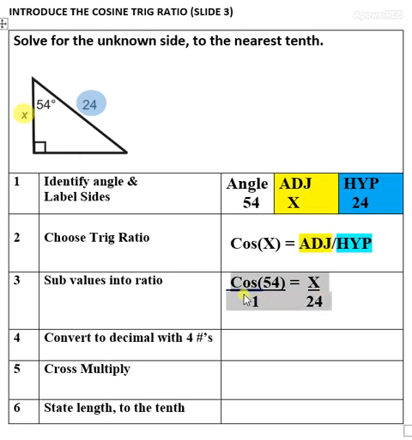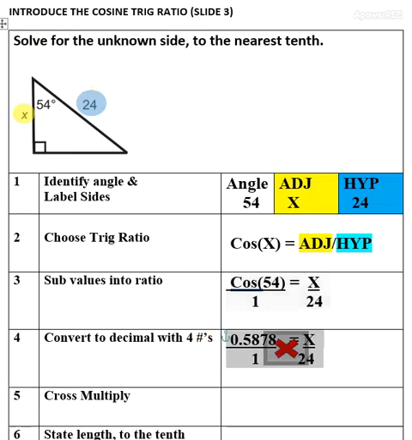Notice that I have used a divide by 1. You'll see why that is so in a few steps. When we cross multiply, it'll be a lot easier to work with that equation this way. Now let's convert the cosine of 54 to a decimal with 4 significant digits. And if you take your calculator, you will get the decimal 0.5878 equals x over 24.